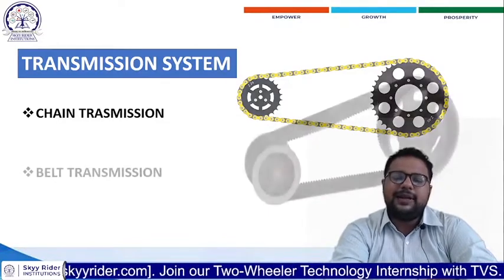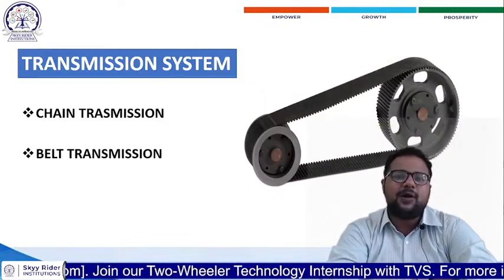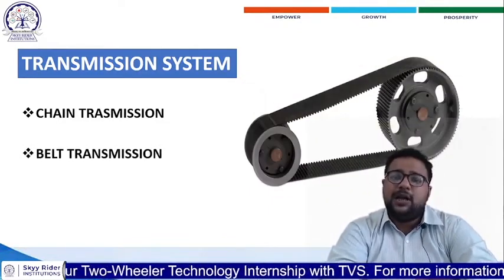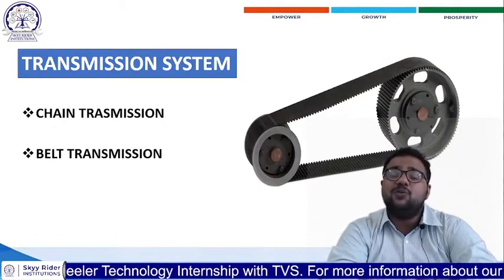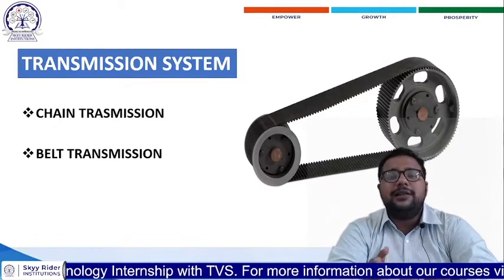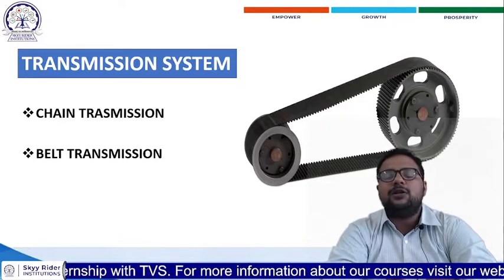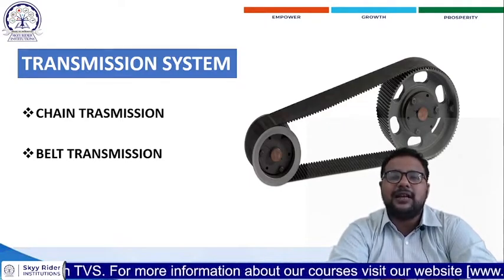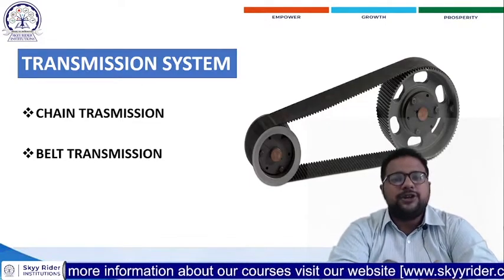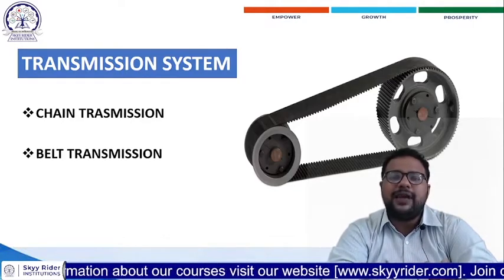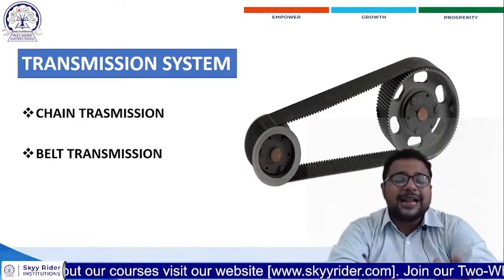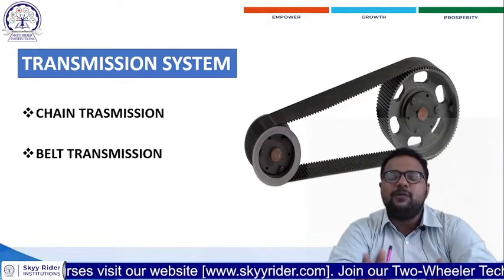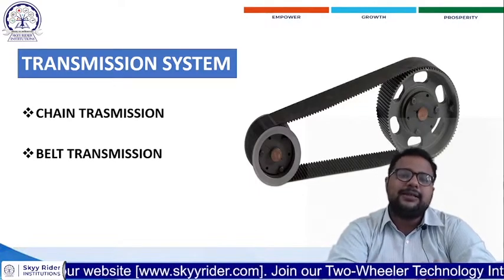Now coming to the next type of transmission that we have is called the belt type transmission. Now in belt type transmission there is more power loss because the weight of the system is more and also the belt circumference is more. So due to this reason more amount of energy is being lost. So that's why you will not find any belt driven motorcycle before 500 cc.